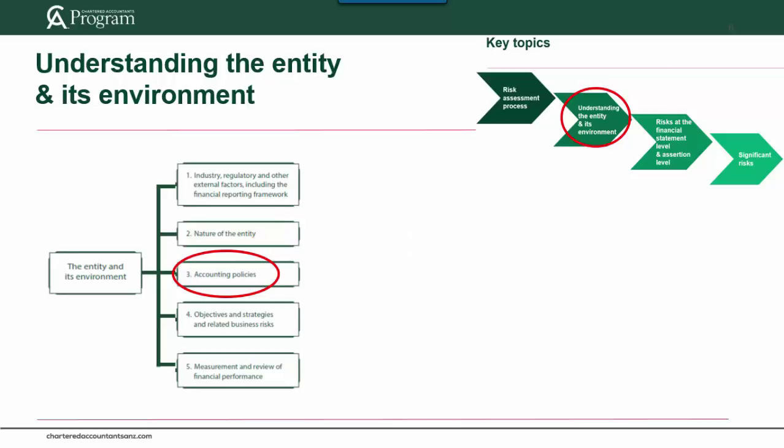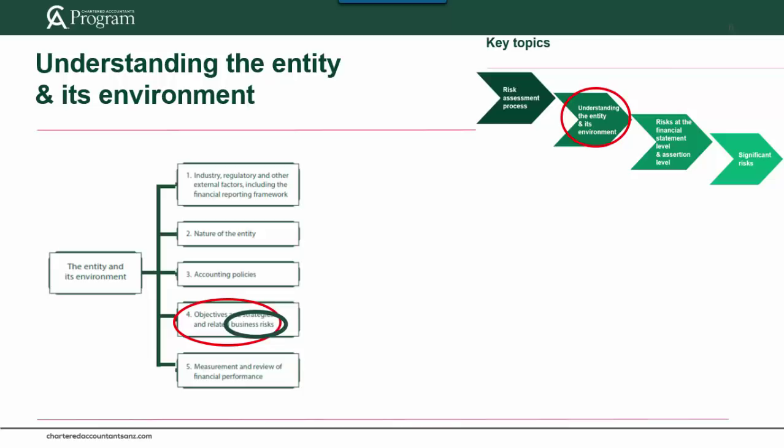The auditor must understand the entity's accounting policies in order to assess whether the accounting policies are appropriate, including the impact of implementing a new accounting standard. The auditor is also required to consider the entity's objectives and strategies and the related business risks that may result in the risk of material misstatement.